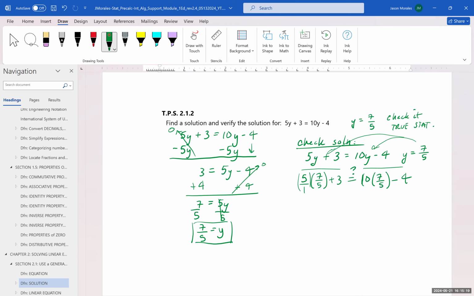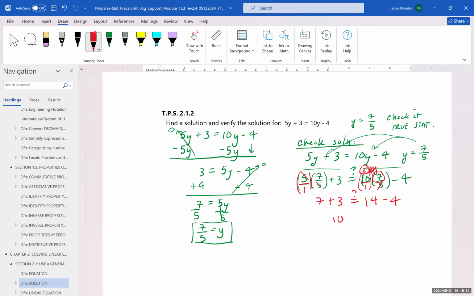So we can write 5 as 5/1. And the 5's will cancel. That leaves us with 7. And we can write 10 as 10/1, and we can factor that to be 2 times 5. And the 5's will cancel. That leaves us with 2 and 7 in the numerator, which is 14.